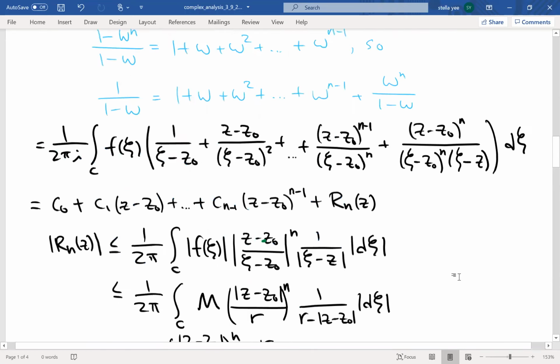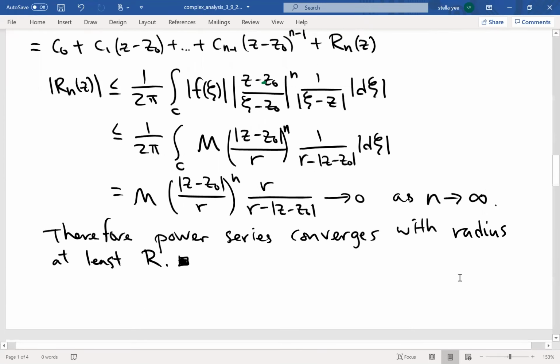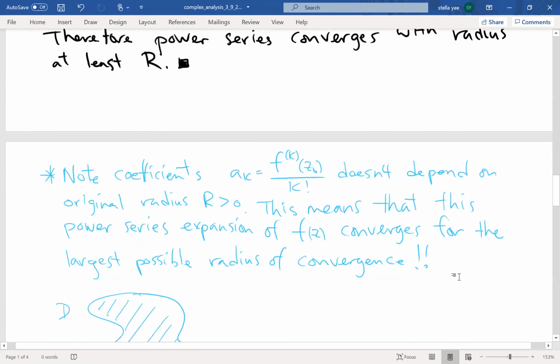I didn't show that it diverges for bigger than R, but I did show that if z was closer than big R, then it has to converge. So there we go. We get the converse. Okay.